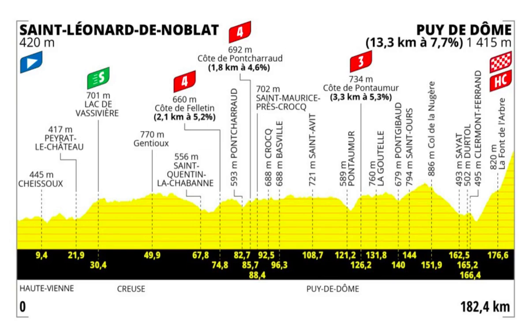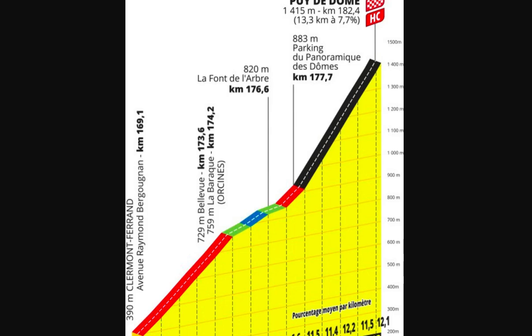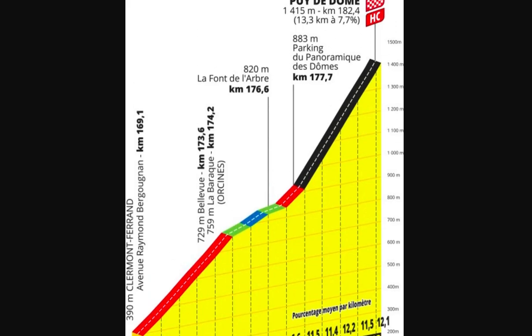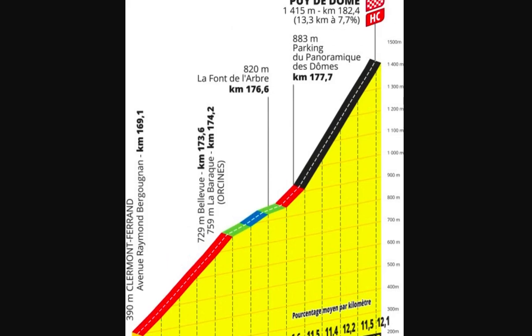13.3 kilometers at 7.7%, but the last 5 kilometers are really steep, as we can see in the next picture. Here's the climb. So it starts at around 7%, then flattens out in the middle, and it's really steep in the end. The last 5 kilometers are all above 11%, so a Pogacar versus Vingegaard duel incoming for sure. We will see them battling it out.